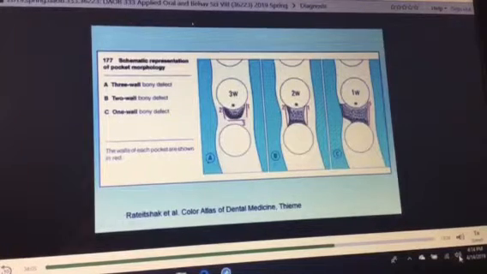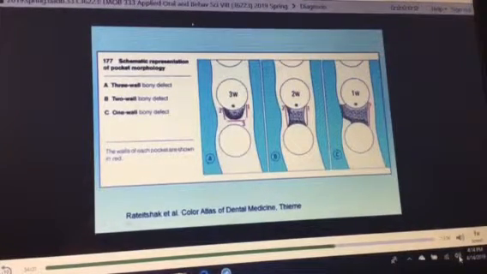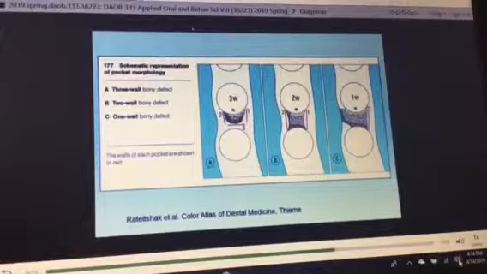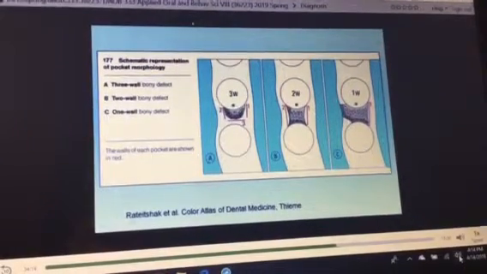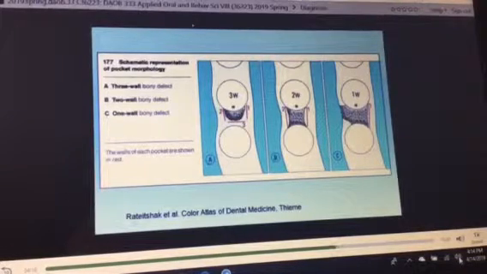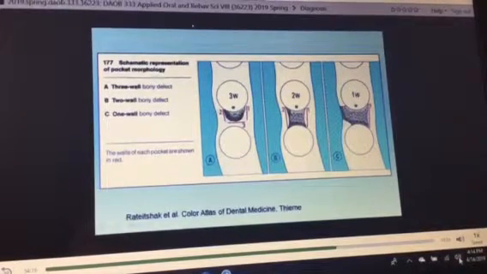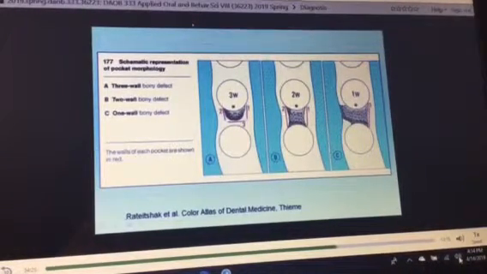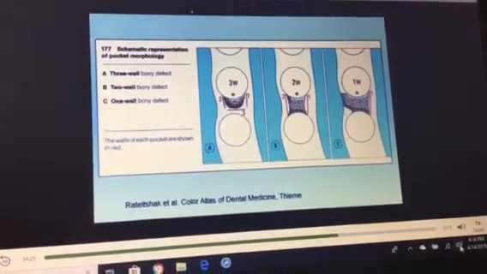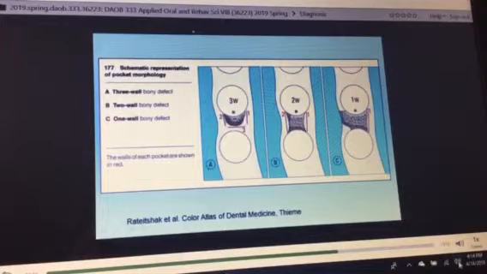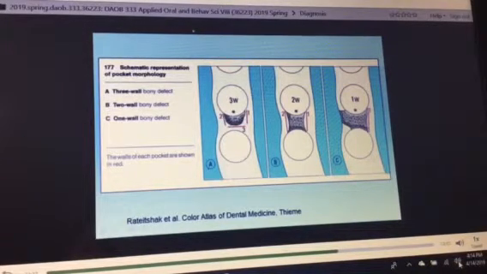Okay, so this will be a surgical view. We reflected the flap, we degranulated the area, and now we're looking to see how the bone looks. These round circles are the roots, and in between, where it says 1, 2, 3, is the interproximal area. And now, are these infrabony defects or horizontal defects?